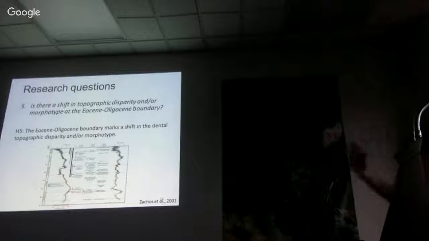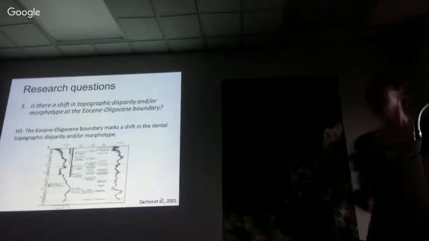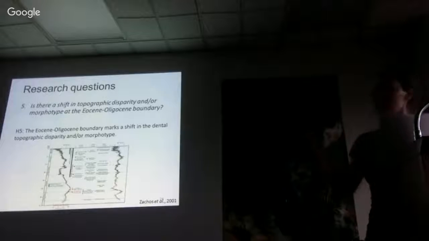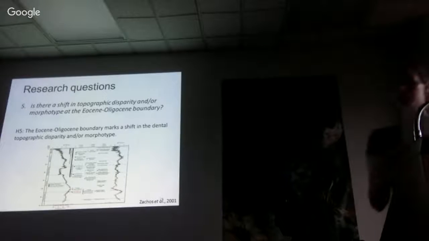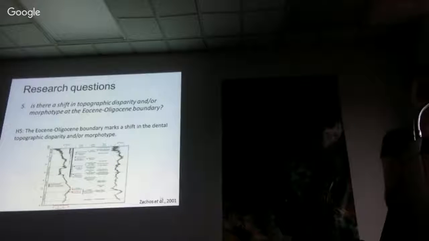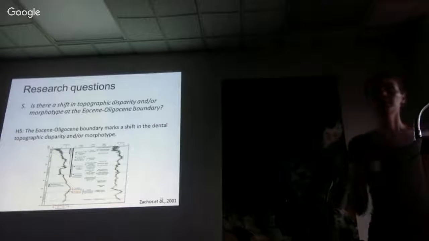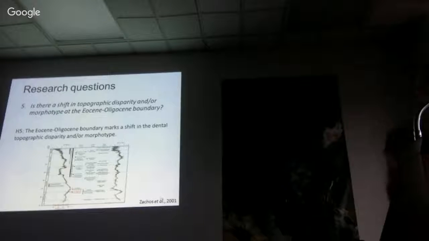But the anthropoids in the Oligocene start to radiate a lot more in body size range and in dietary adaptation. So we see something going on also in the primate lineages, but a lot of other mammalian lineages have shown a shift at this Eocene-Oligocene boundary, possibly linked to climate change. So with this comparative sample that I will build, can we also see a shift either in disparity or morphotype at this temporal boundary between the Eocene and Oligocene? And I hypothesize that the Eocene-Oligocene boundary will mark a shift in either dental topography and/or disparity.